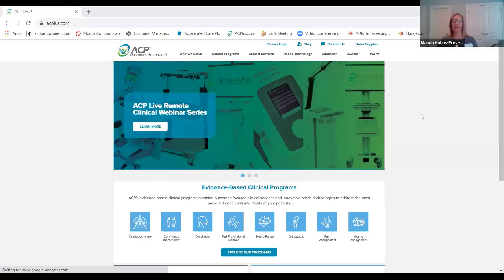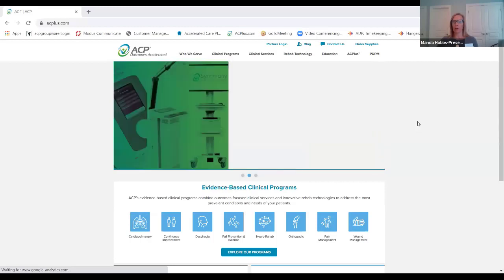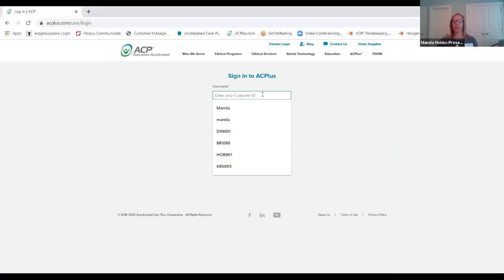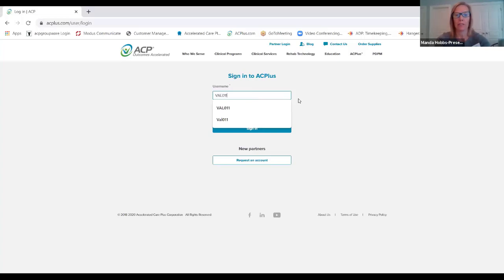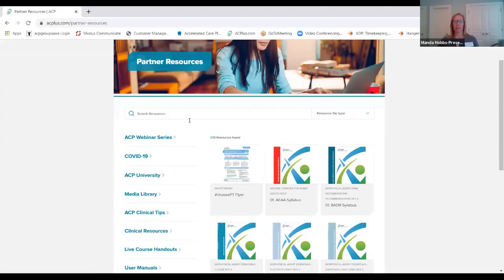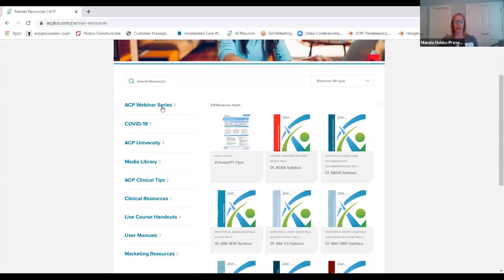Okay, great. So this is our acplus.com main website. At the very top, you'll see a partner login. If you go to the partner login, your CPC will have your facility-specific customer ID. So I'm just going to put in one that I'm familiar with here. Your password is going to be your facility zip code. Okay, so I'm going to enter in that. And once we get into the main resource page, you'll notice a number of things on the left-hand side here.